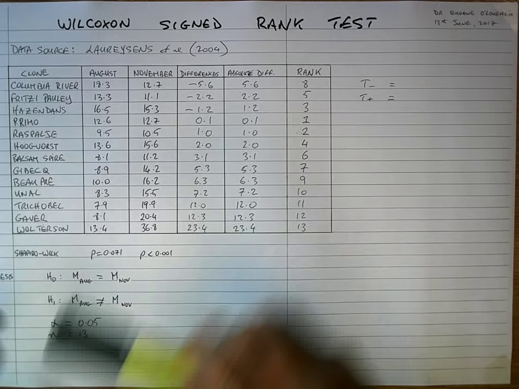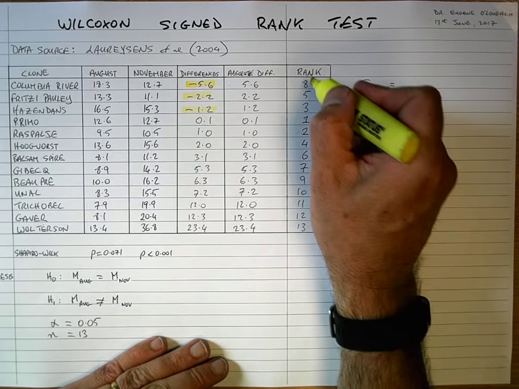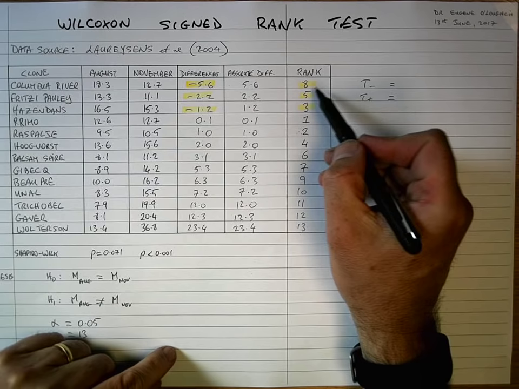So to do that, I'm just going to use a highlighter here. I need to highlight all of the negative values that are conveniently here at the top, and then select the ranks for each of those. So these are all the negative values. So the rank sum of the negative ranks here is 8 plus 5 plus 3, which is 16.